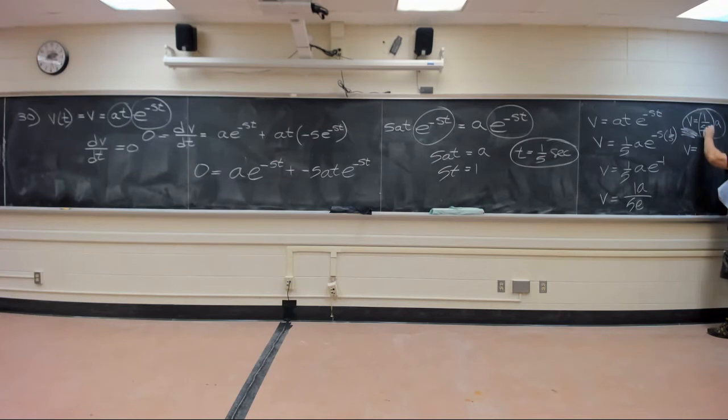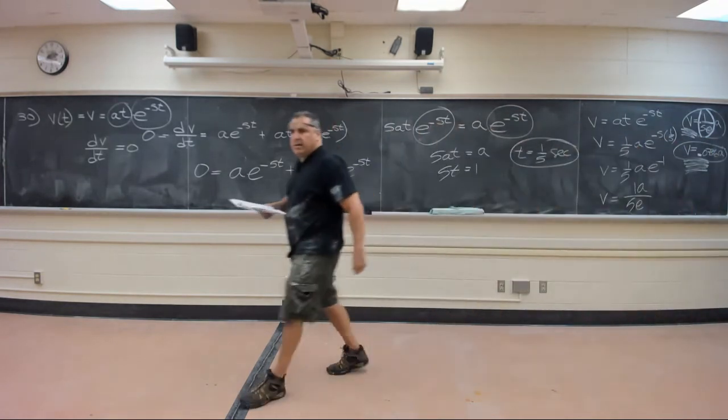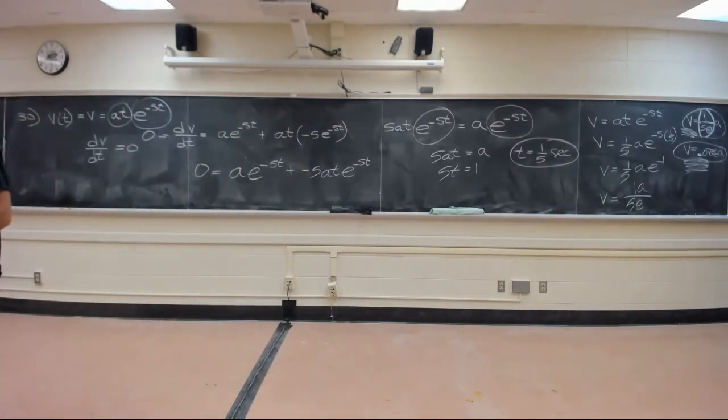I hate to play that with you, but 1 over 5e, and there it is. You can write it like that. What's the velocity in proportion to A? Or in regards to A, the maximum velocity, 0.0736 A. Okay?